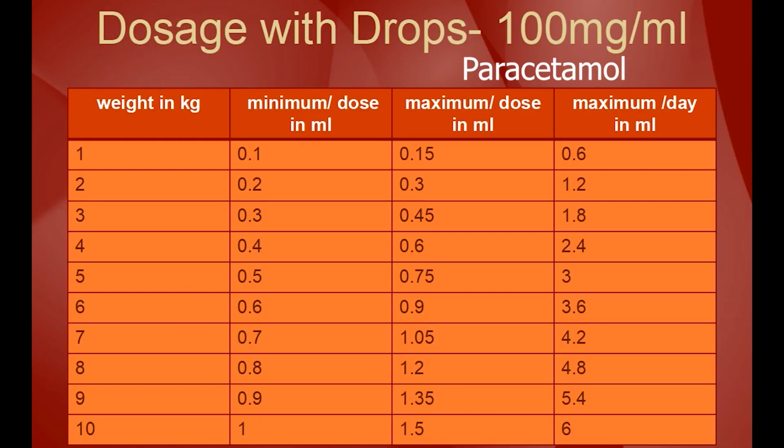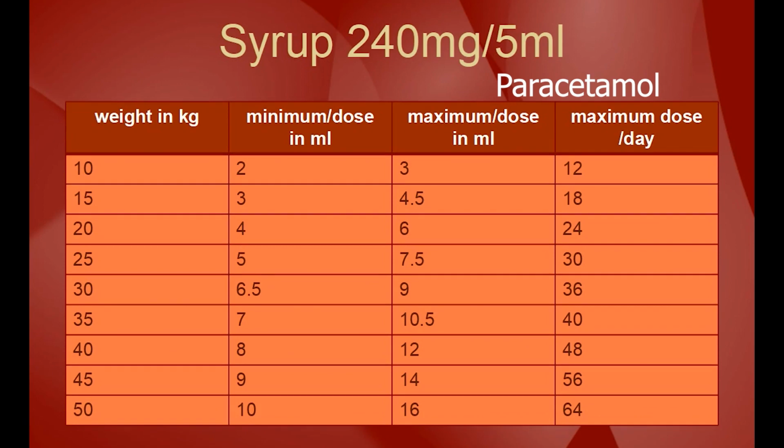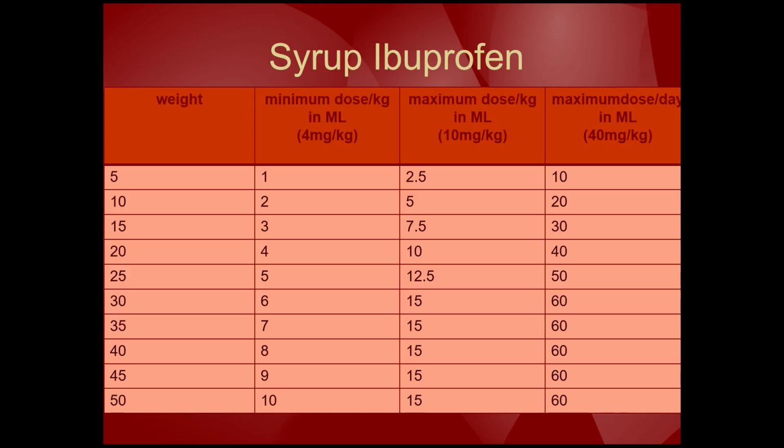Now I will give you a quick reference chart to know how much medicine to be given for your child's weight based on what preparation you have. For instance, if it is drops, how much to give. If it is syrup, how much to give. And if it is a different strength, 120 milligram, how much, 240 milligram, how much to be given. So this is a quick reference chart given for drops and the syrups of various strengths.